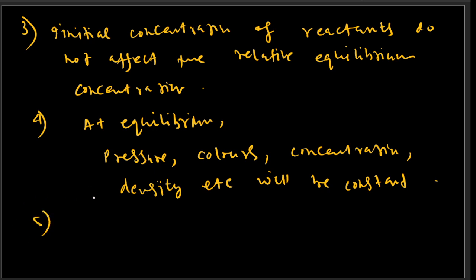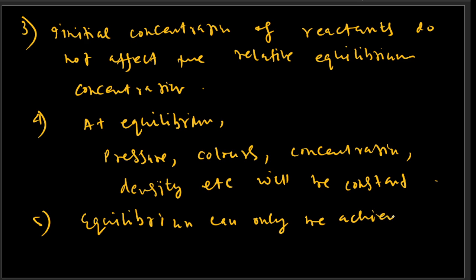And if we want to achieve the equilibrium, then it has to be in a closed vessel. Equilibrium can only be achieved in a closed vessel. If it is an open vessel, then if gases are present in the reactants, they will evaporate, so you cannot achieve the equilibrium. So for achieving equilibrium, it has to be in a closed vessel.